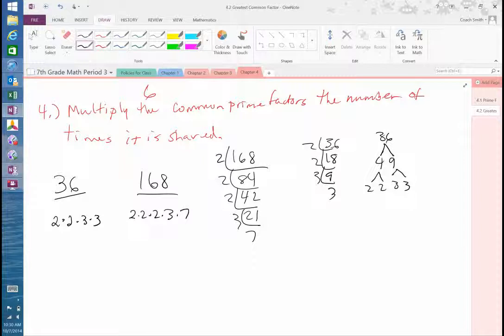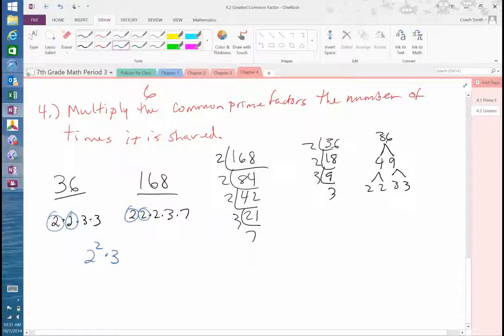Okay, so next step is list the prime numbers that are common with both prime factorizations. What numbers are common with both prime factorizations? 2 and 3. Next is, how many times is the 2 in common? Twice. You have a common there and a common there. So I use it 2 to the second power.